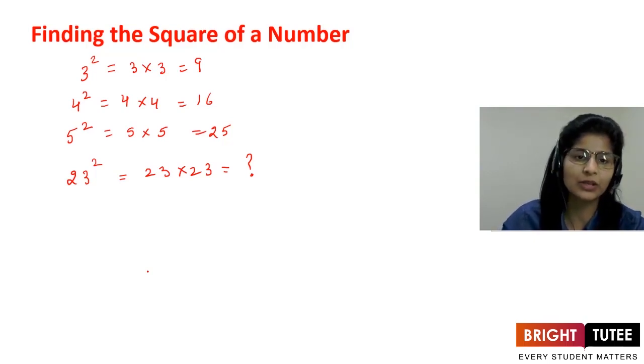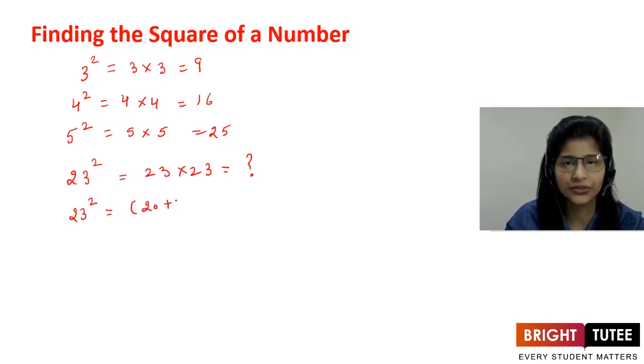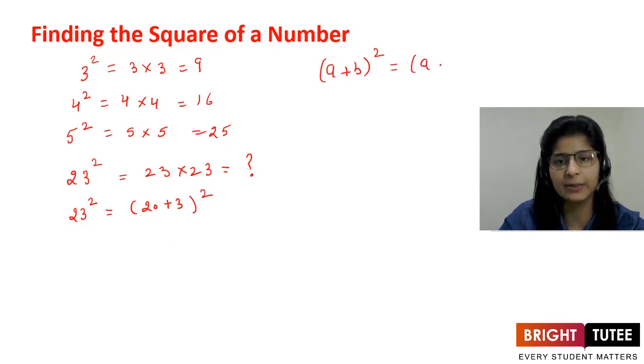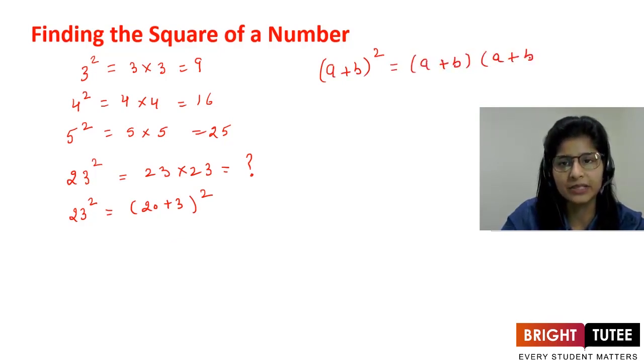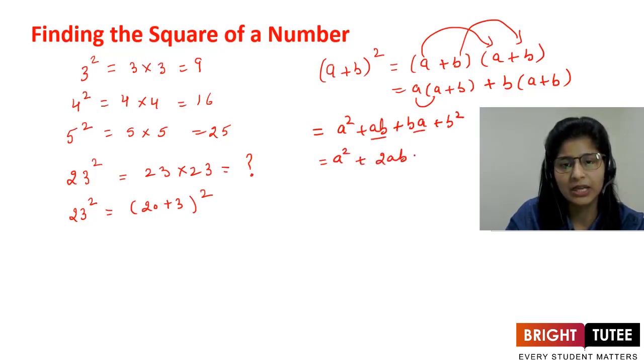Yes, there is one way we can do it. 23 can be written as 20 plus 3, 20 plus 3 whole square. We know a plus b whole square is equal to, let us calculate it. It will be a plus b multiplied with a plus b. Now a will get multiplied with this bracket, and then b will get multiplied with this bracket. So we get a into a is a square, plus ab, plus ba, plus b square. So we have a square plus ab and ba are the same thing, so it is 2ab, plus b square.